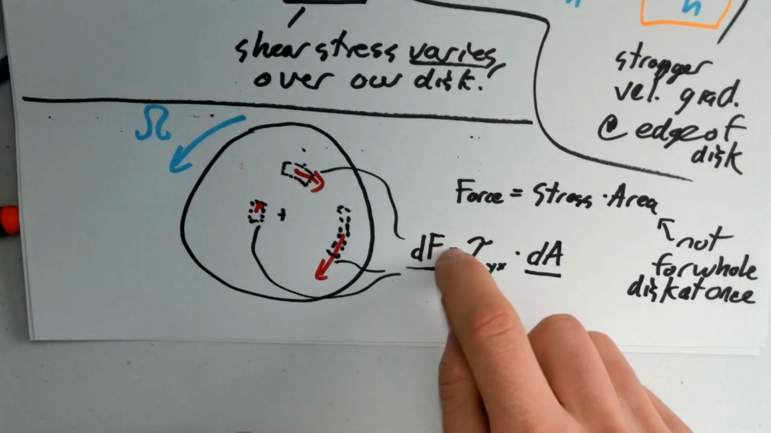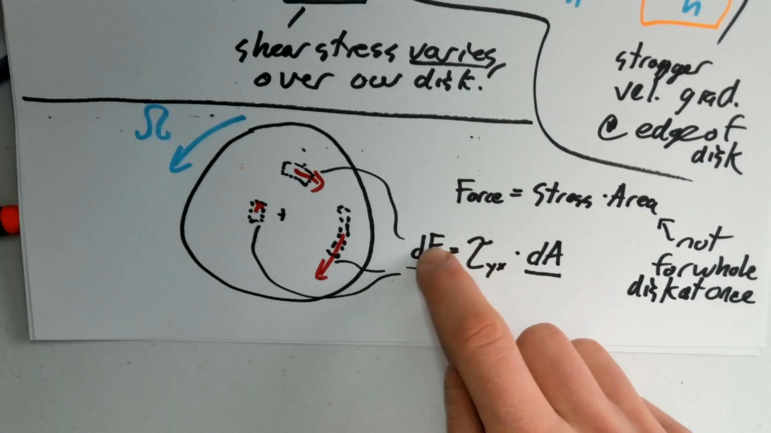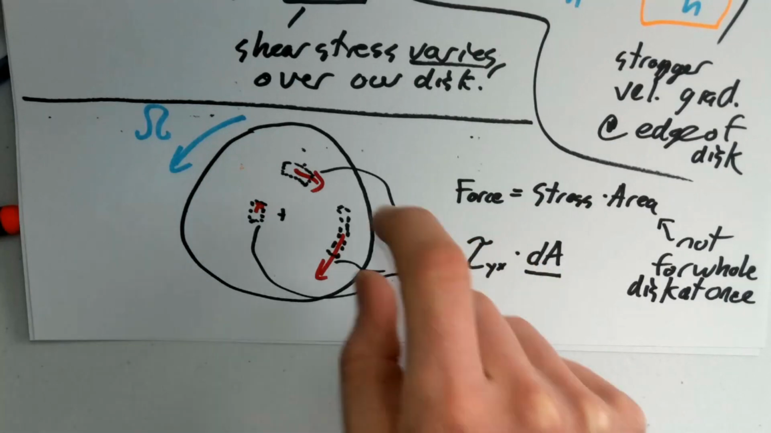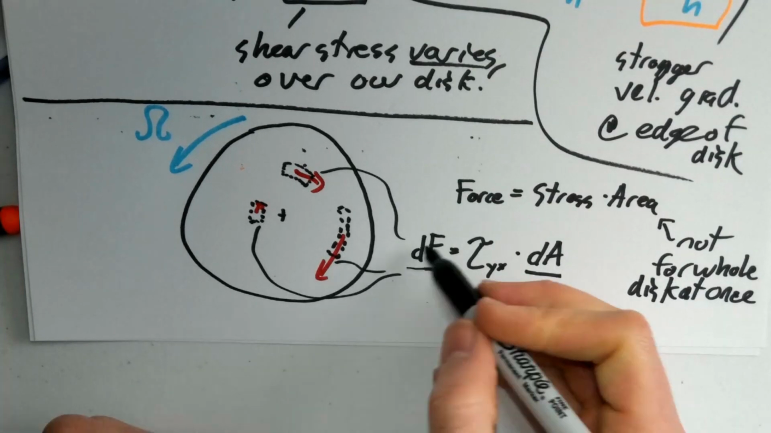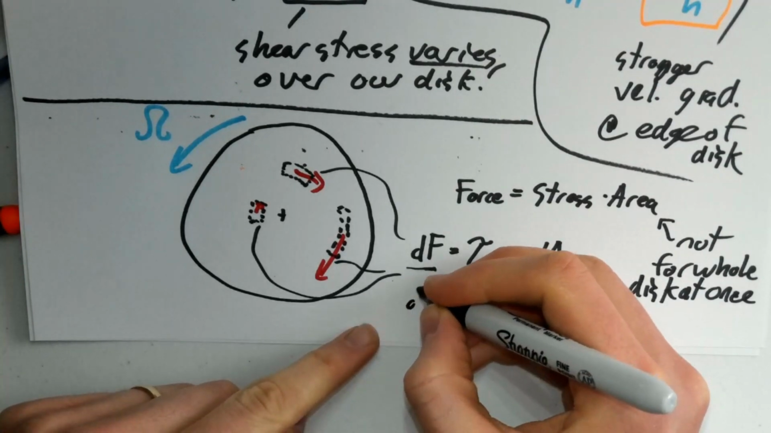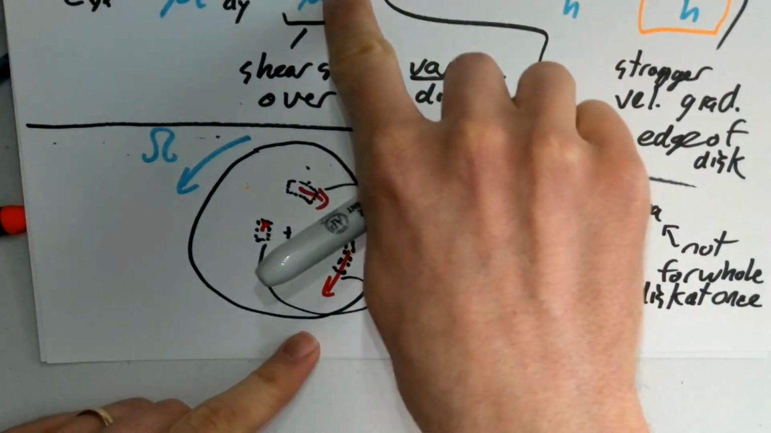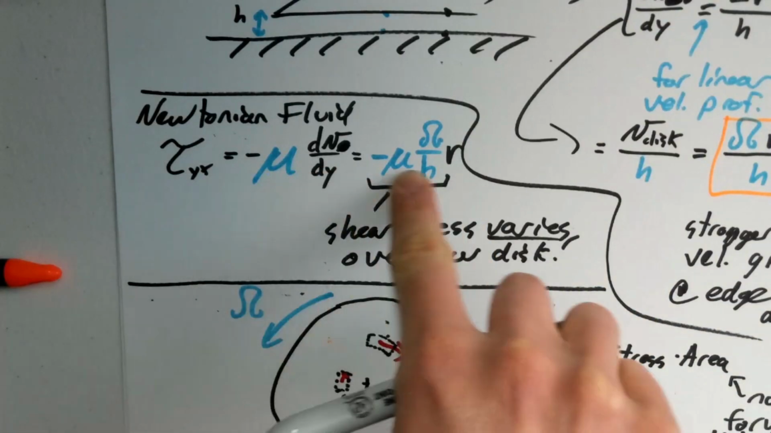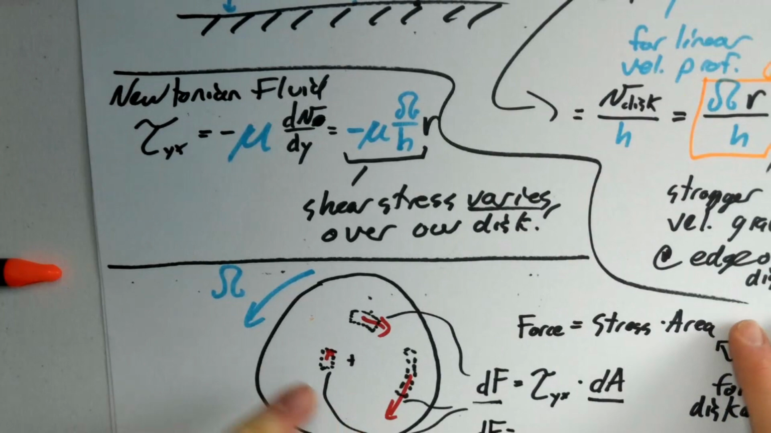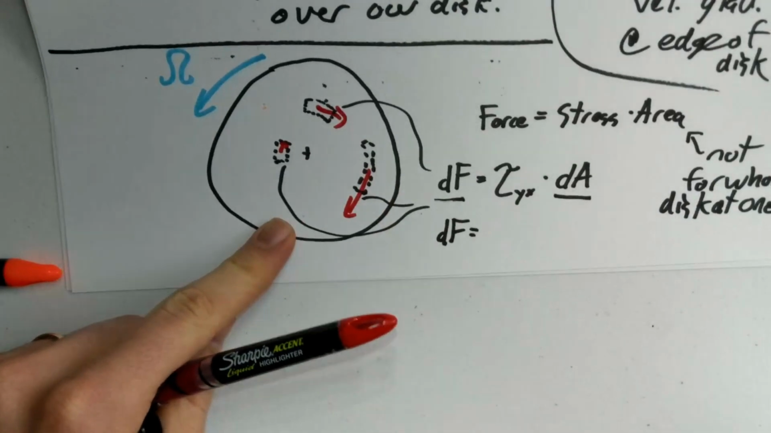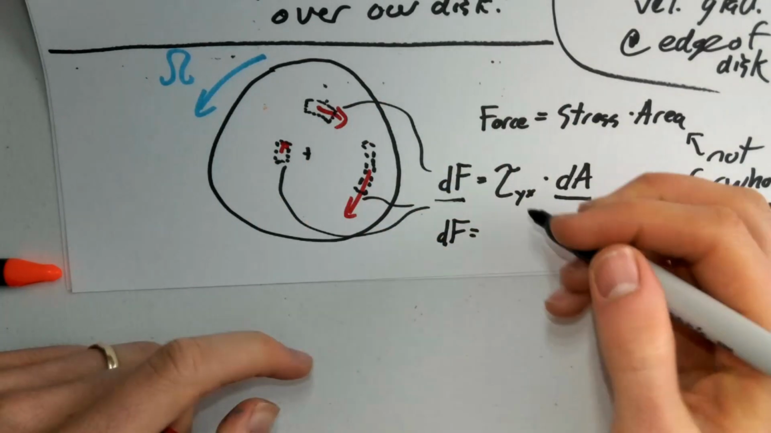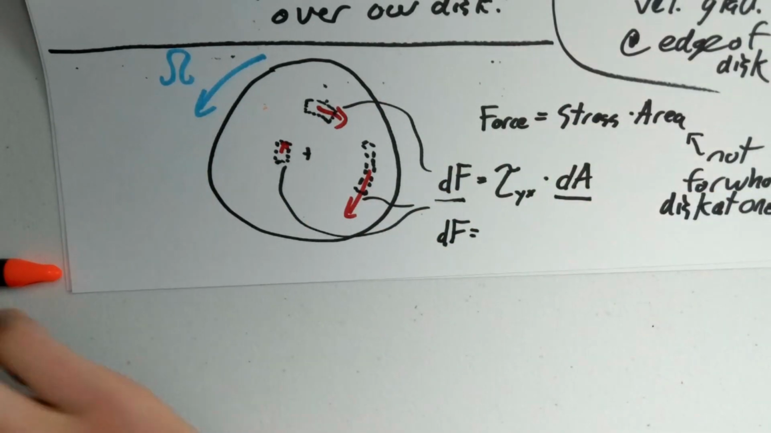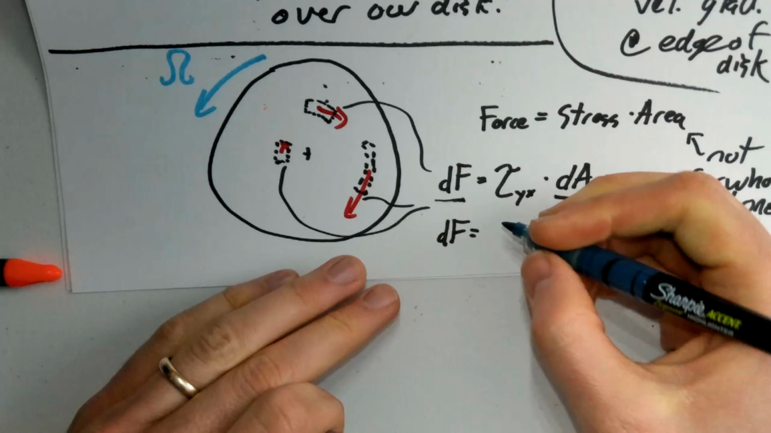So we know these infinitesimally small forces can be stress times area, and over the scale of each of these little chunks, we can work it all out. So we have these little dFs, and we can plug in the expression we got earlier for shear stress right here. So an infinitesimally small force somewhere on the disk is basically going to be this expression here.